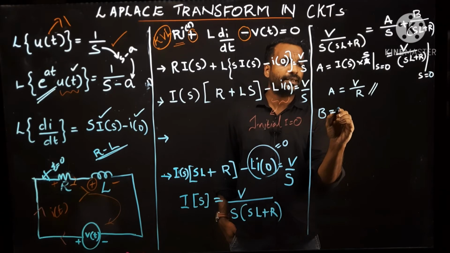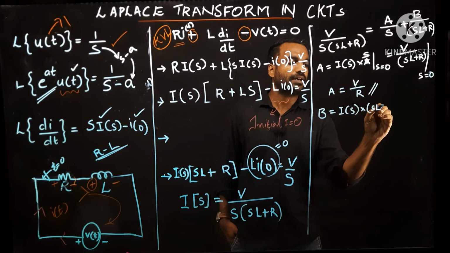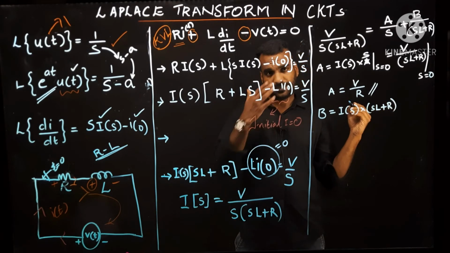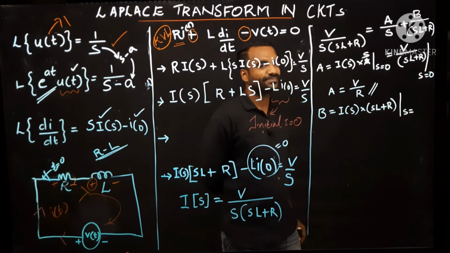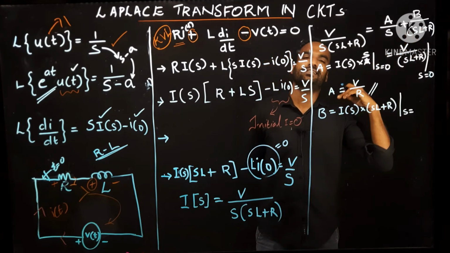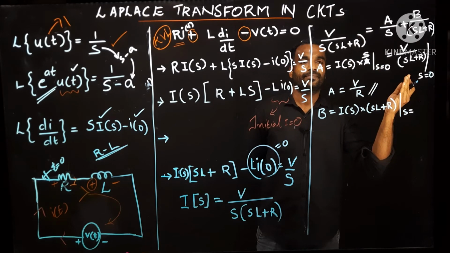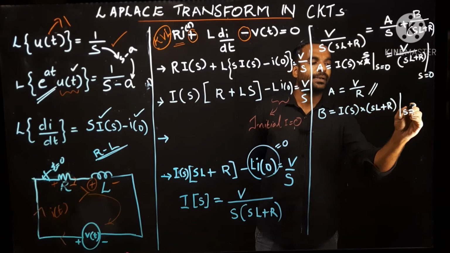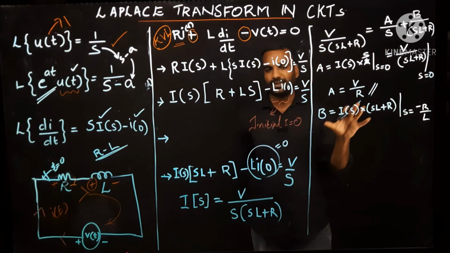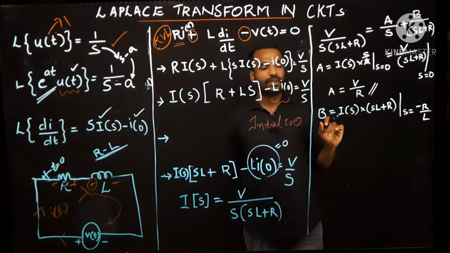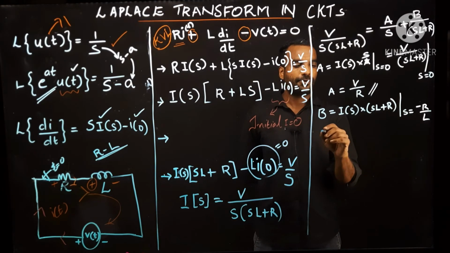B is equal to the same thing, I of S into the denominator of B, SL plus R, and you have to put SL plus R is equal to 0. So SL is equal to minus R and S is equal to minus R by L. These steps should be in your notes. I am reducing some steps due to space limitation, but they should be there in your notes. S is equal to minus R by L. Okay, please do this.